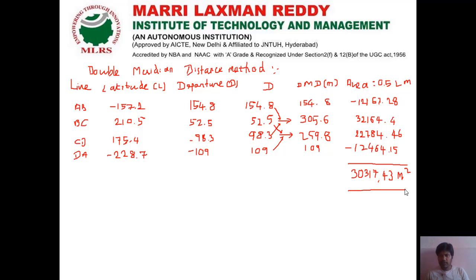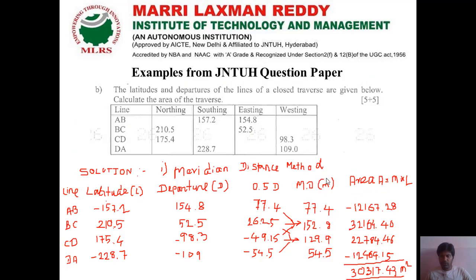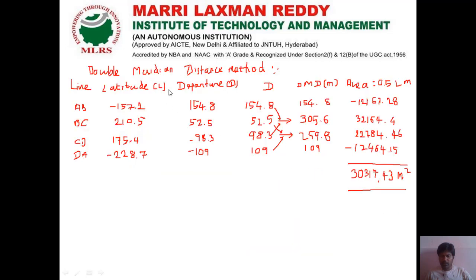So this is the answer of area using the double meridian distance method. The answer we got from the meridian distance method as well as the double meridian distance method, both are similar and the same.